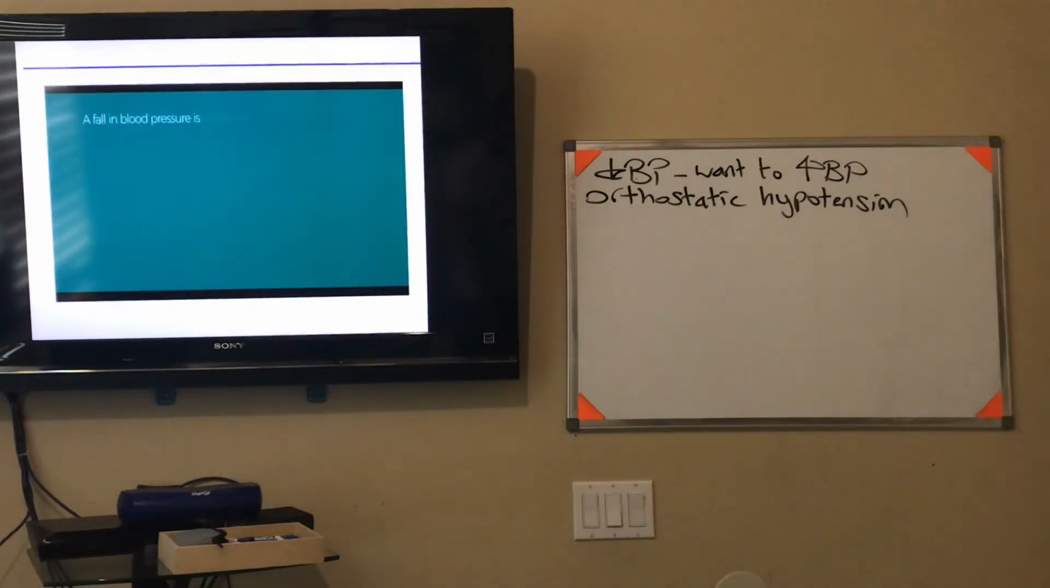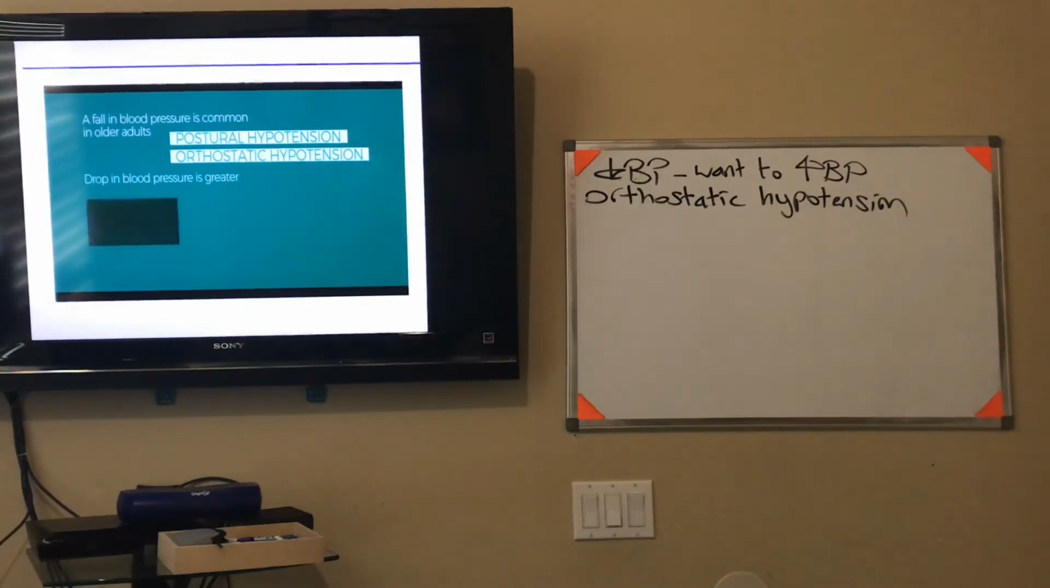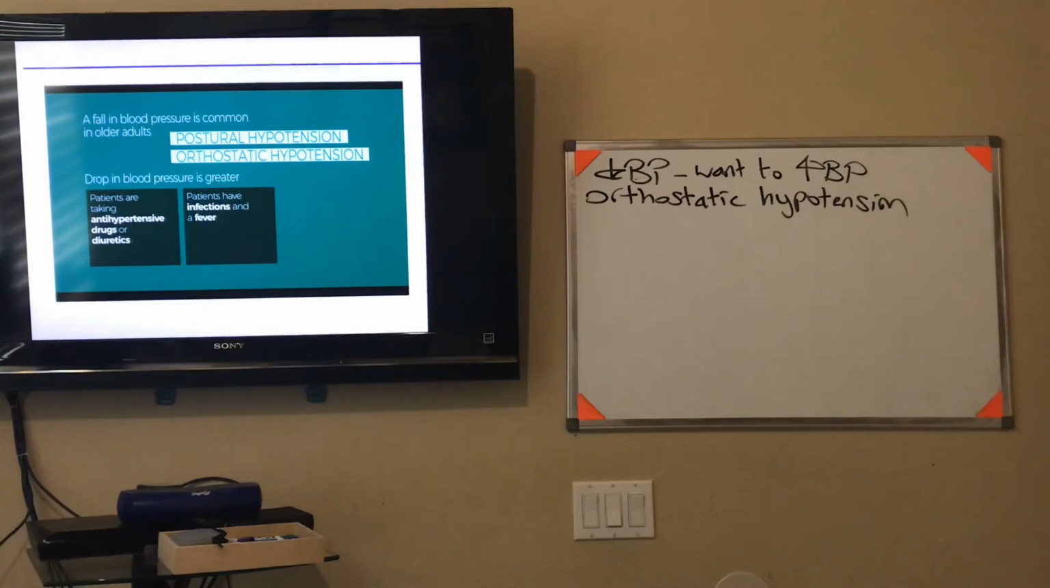A fall in blood pressure on standing is common amongst older adults. This is referred to as postural hypotension or sometimes orthostatic hypotension. The drop in blood pressure is often greater when the patient is taking antihypertensive drugs or diuretics, when patients have infections and a fever, or when patients are dehydrated. All three of these are added risk factors that can be treated and the risk of falls lessened as a result.